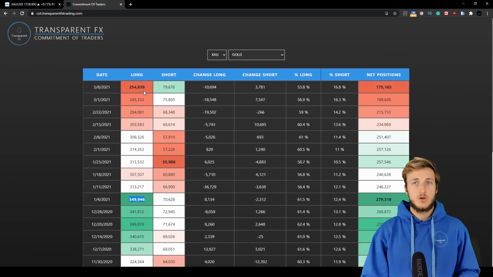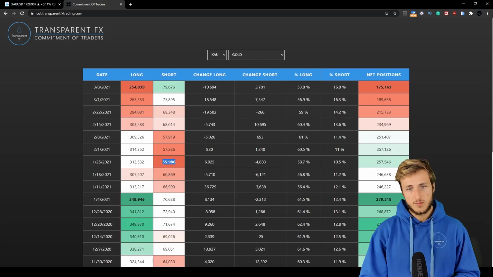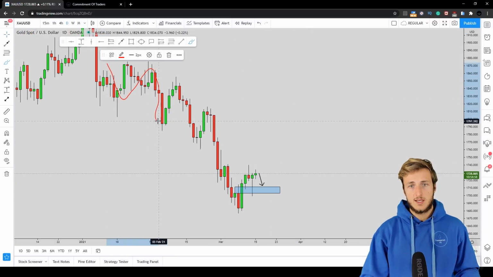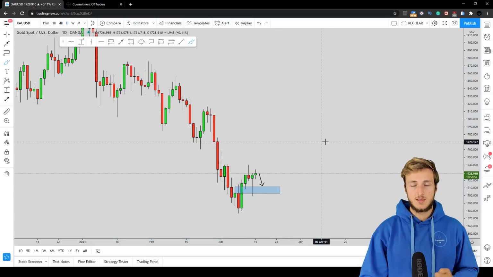They almost closed 100,000 long positions. So a massive amount of longs getting closed. And obviously shorts getting opened, because we went from 55K to 79K short positions. And in fact, gold has been clearly in a downtrend. We have seen a massive downtrend developing lately.